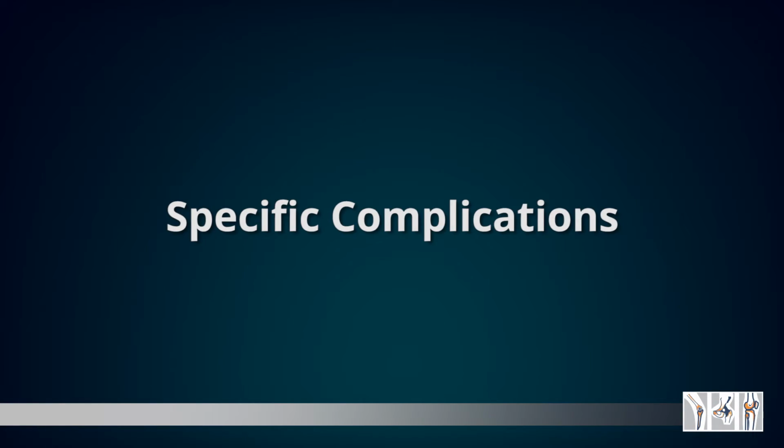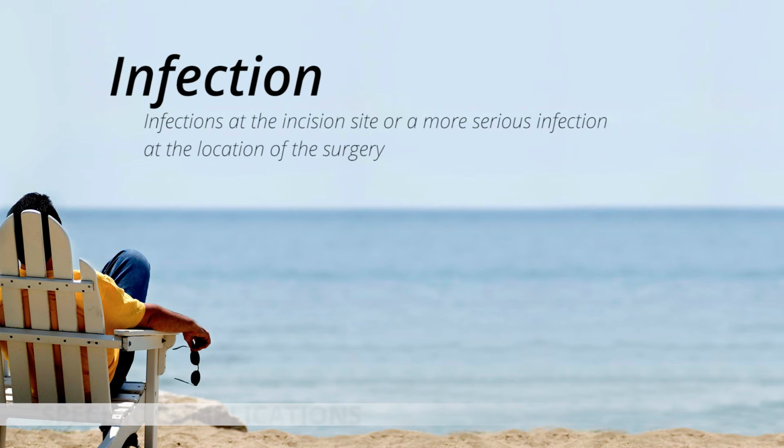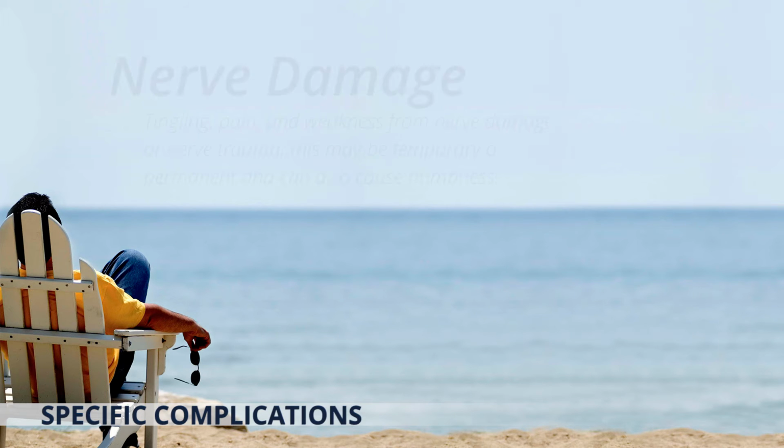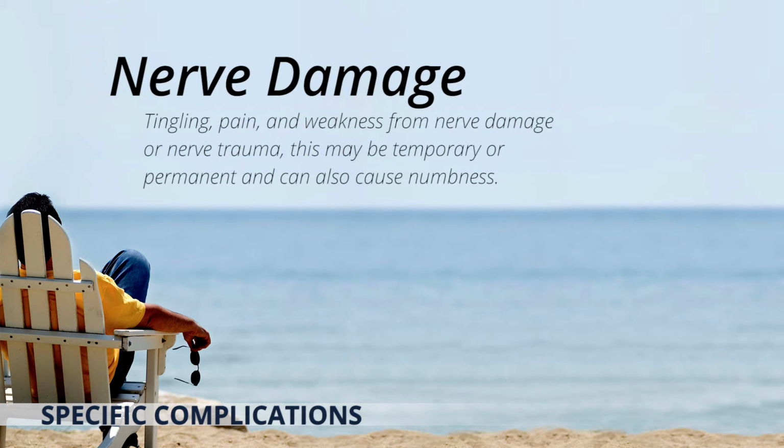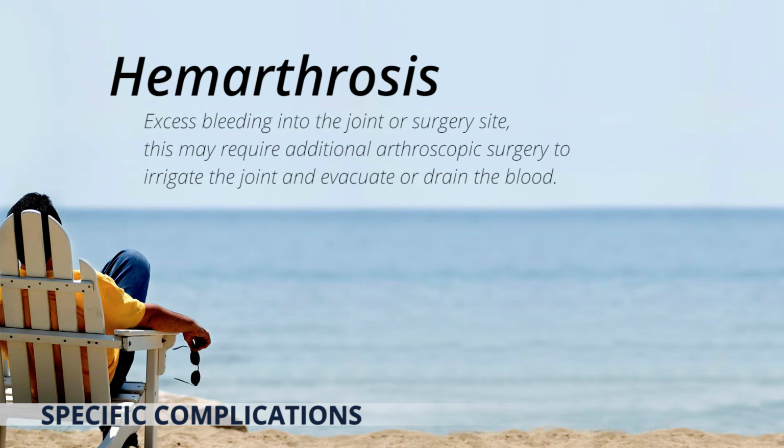Specific complications. Infections: infections at the incision site or a more serious infection at the location of the surgery. Nerve damage: tingling, pain and weakness from nerve damage or nerve trauma. This may be temporary or permanent and can cause numbness. Hemarthrosis: excess bleeding into the joint or surgery site. This may require additional arthroscopic surgery to irrigate the joint and evacuate or drain the blood.